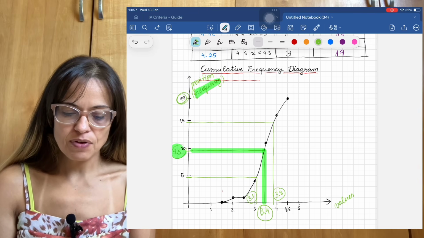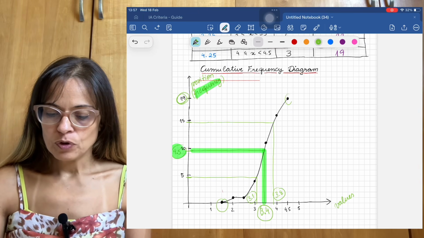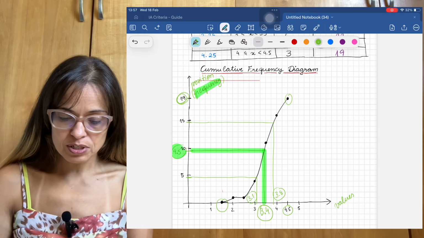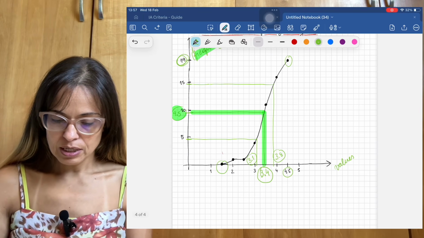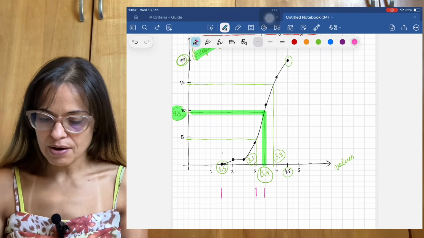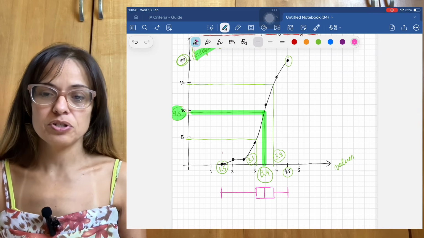Now the first value was 1.5. The last value was 4.5. So if you want, you can draw a box and whiskers diagram right here, aligned with the scale that you already have in the picture. That is a very common question in exams.